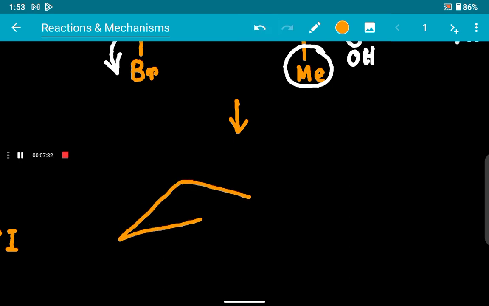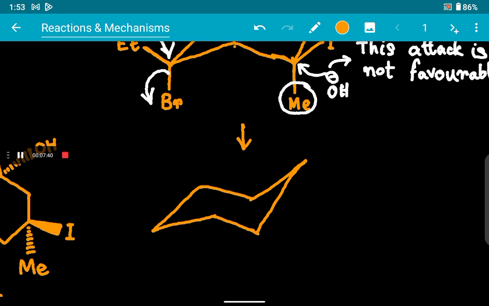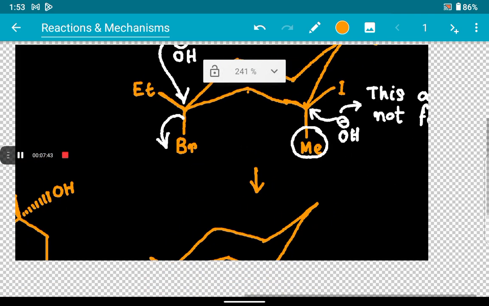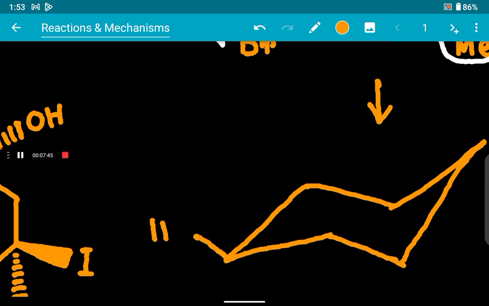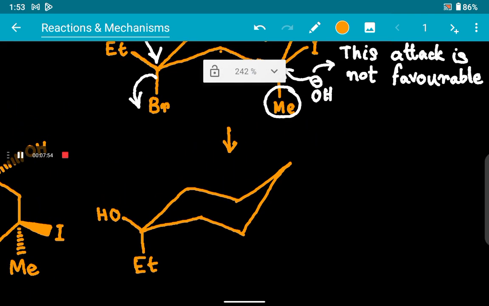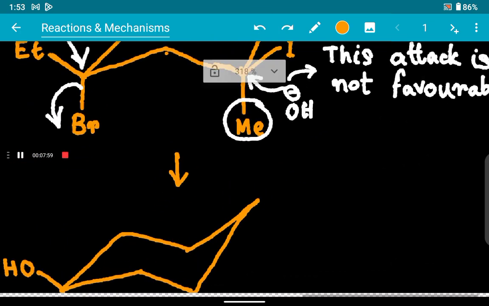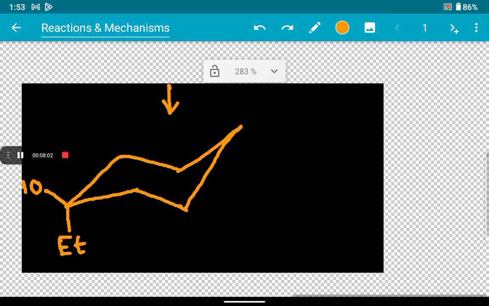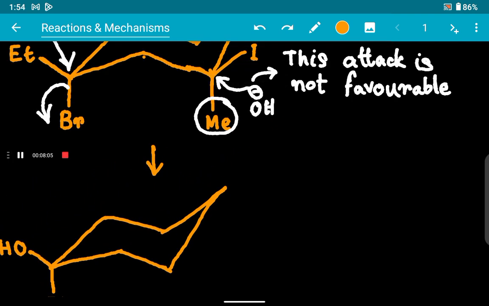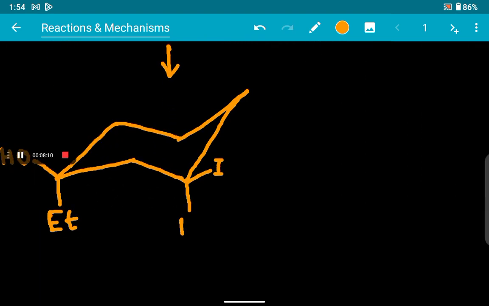Let me construct the chair first, and then we will construct the cyclohexane. So this is the chair, and due to the inversion of configuration, OH will be here and the ethyl group will go here. Okay, and what will happen to this I and methyl group? Only one equivalent of OH was given, so there will be no change here. This will be I and this will remain Me.